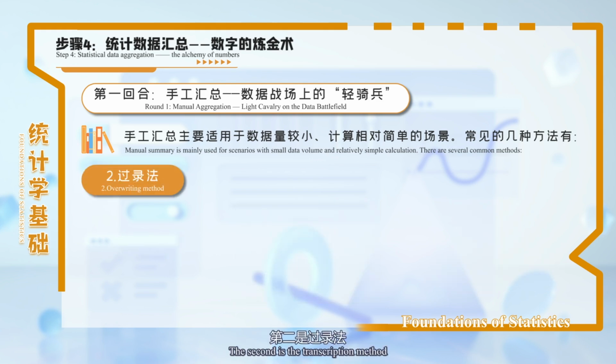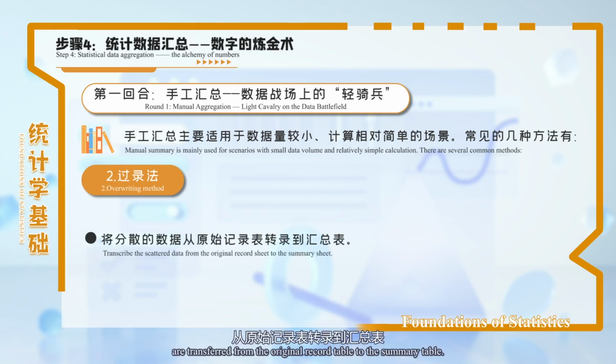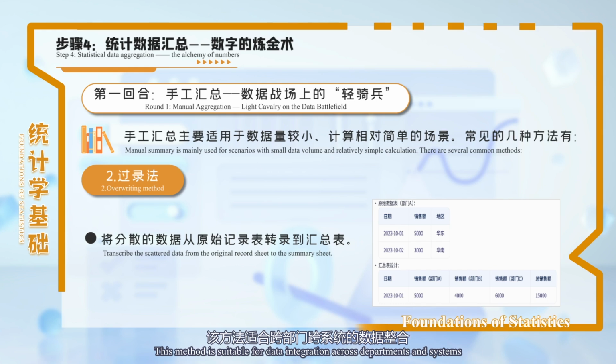The second is the transcription method. It is the precise handling of data migration. The scattered data are transferred from the original record table to the summary table. For example, a company's monthly sales data for 3 sales departments is summarized into a master table. This method is suitable for data integration across departments and systems.